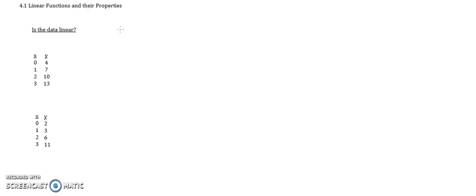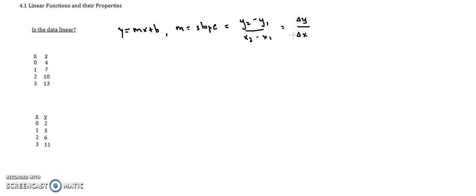So remember that we have y equals mx plus b, and m is the slope, and that's equal to y2 minus y1 over x2 minus x1, or in other words, change in y over change in x, which we use with a little triangle called delta. So if we're given these two tables, we want to decide if it's linear, we're going to look at the slope. We're going to look at change in y over change in x.